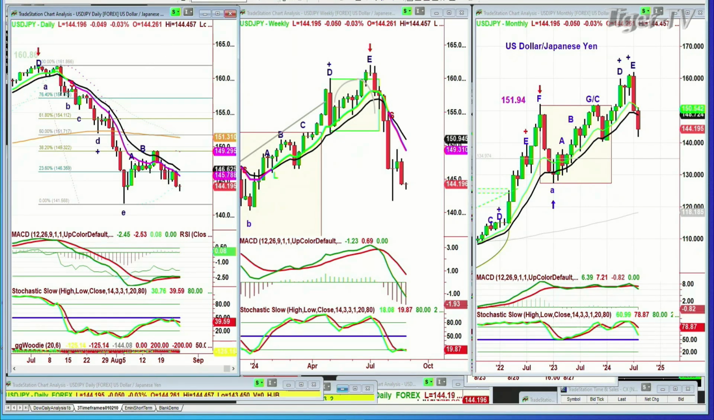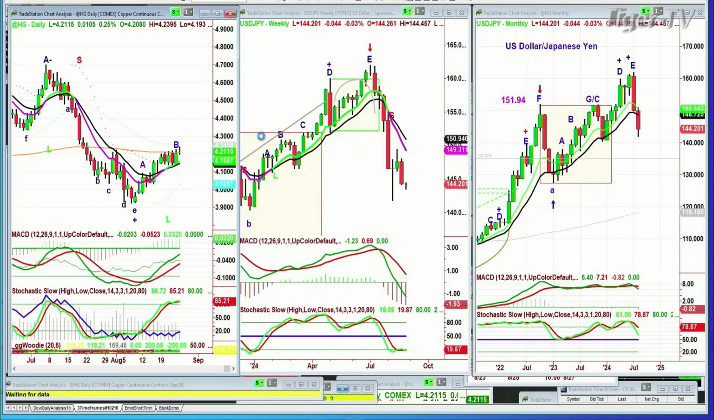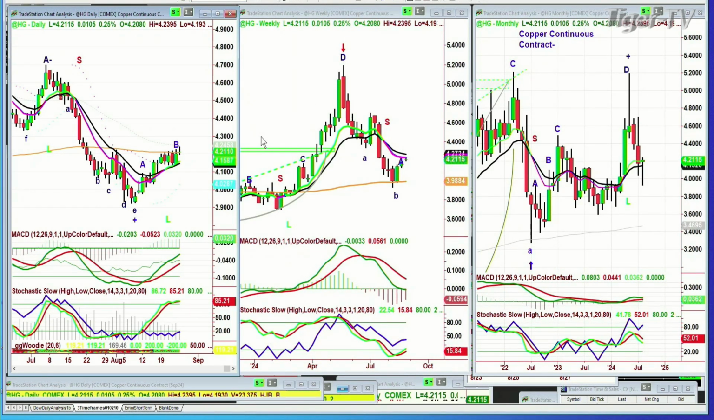What I did want to do while we're looking at different areas is high-grade copper. High-grade copper is trading up 0.01 at 4.211. It has gone to the 200-period moving average again. It's been there for 1, 2, 3, 4, 5, 6 sessions, just hugging the line. It's just stuck there. I don't know how it's going to break above it. So that's just saying to me, be careful.